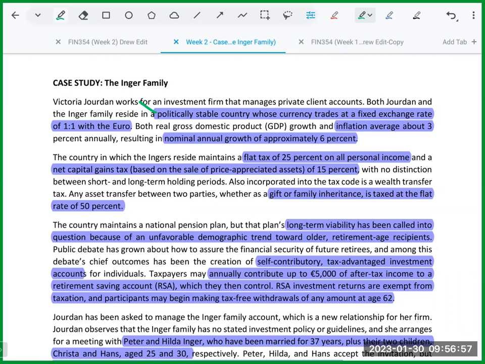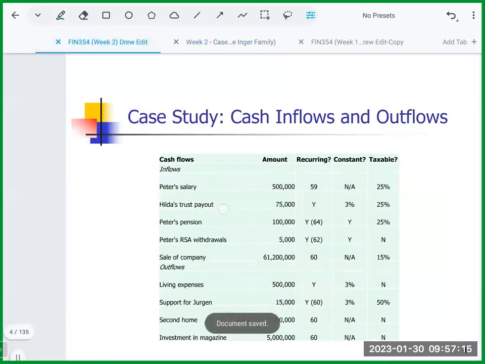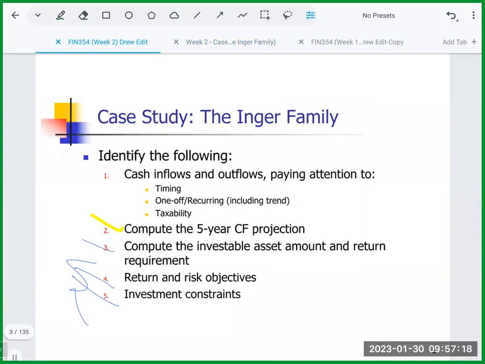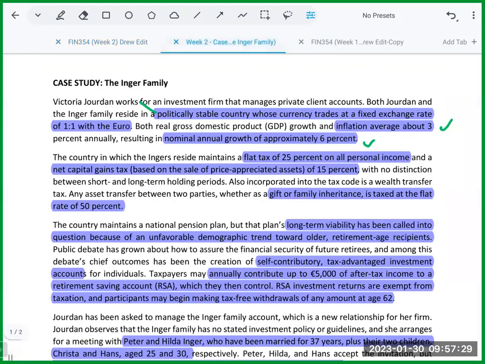The inflation is about 3% per annum, and there's a nominal annual growth of 6%. All right, so this will be important for our first part of the question. The first part asks about, let's just quickly jump back to the requirements about the cash flow, cash inflow and outflow, because you need to calculate the tax amount, the inflation amount, and of course the 5-year projection will be important as well. Okay, so this is something that you want to highlight.